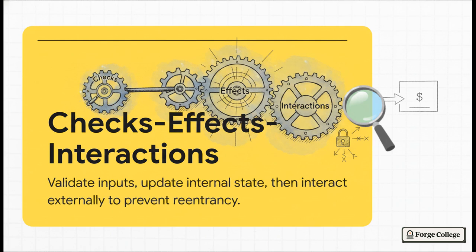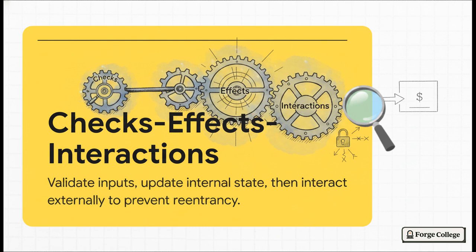First, you check your inputs. Are the conditions actually met? Second, you apply the effects to your internal state, updating your balances and ledgers. And only third, as the final gear in the sequence, do you interact externally, like transferring tokens. This mechanical step-by-step ordering turns completely ambiguous, risky runtime behavior into rock-solid mathematical invariants.